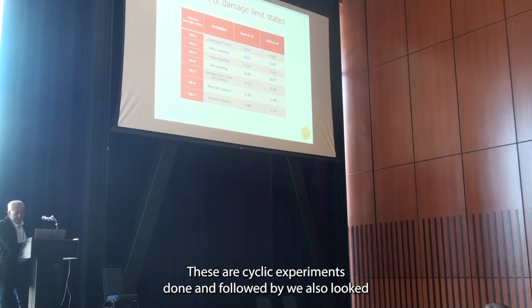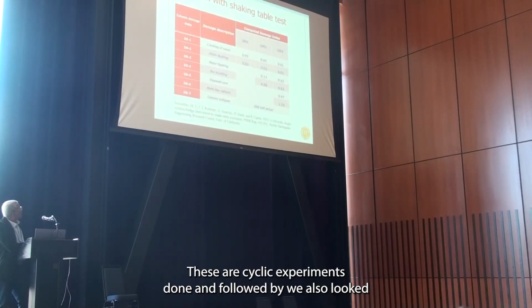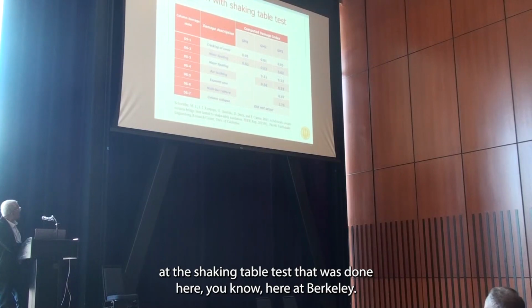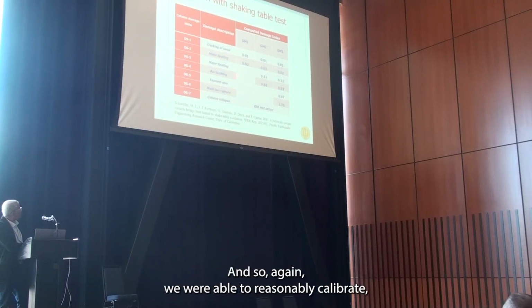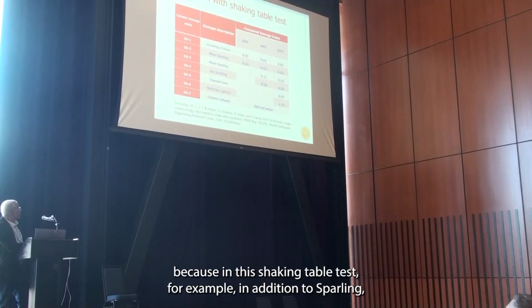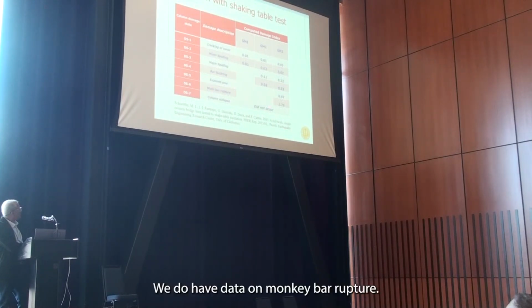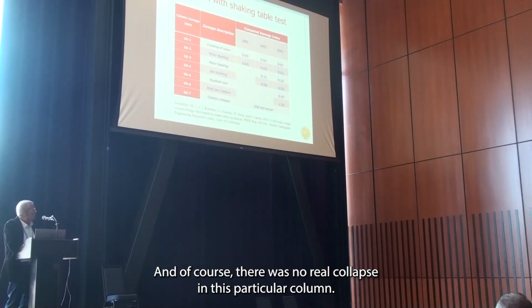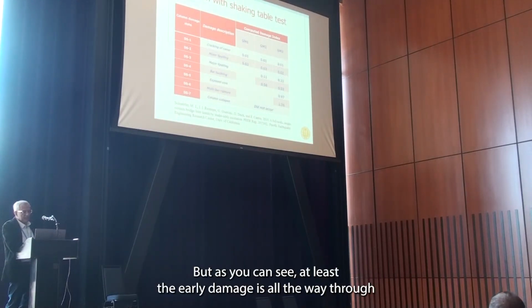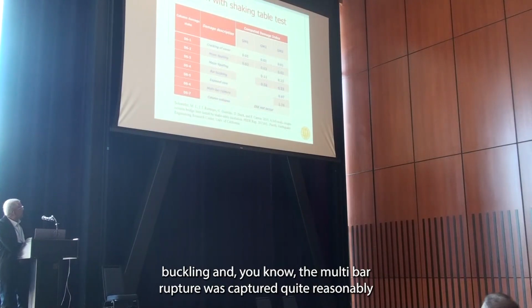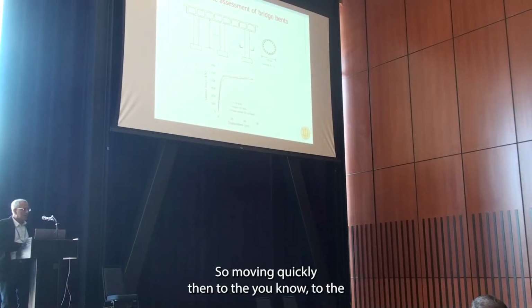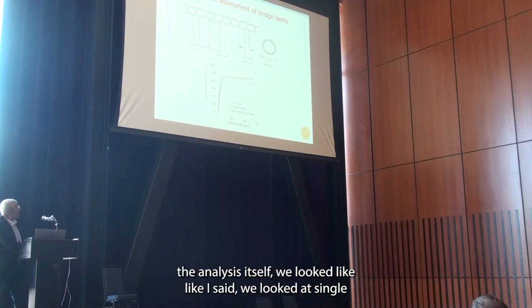Okay, and so we calibrated these damage states using, again, experimental data. These are cyclic experiments, and we also looked at a shaking table test that was done here at Berkeley. And so again, we were able to reasonably calibrate several of these damage states, because in this shaking table test, for example, in addition to spalling, we do have data on bar buckling, and we do have data on multi-bar rupture. Of course there was no real collapse in this particular column, but as you can see, at least the early damage states all the way through buckling and the multi-bar rupture were captured quite reasonably. Okay, so moving quickly then to the analysis itself, we looked, like I said, at single.